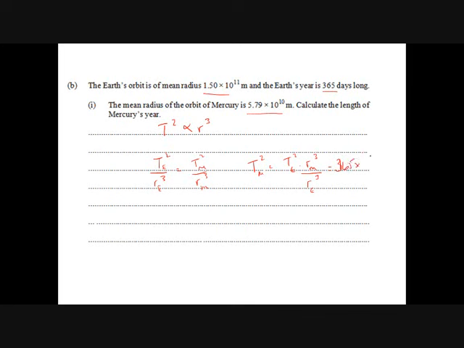So then we've just got 5.79 times 10 to the 10 over 1.5 times 10 to the 11. You can cube those separately or together. And if you do that in days, you'll get about 88 days for the year length of Mercury. I think 87.5.